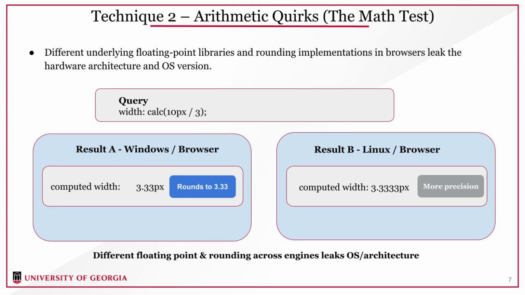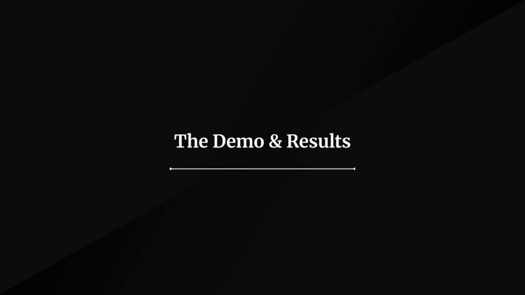The second technique is even more subtle: arithmetic quirks. It turns out that browsers on different operating systems handle floating point math differently at a very low level. If we ask CSS to calculate 10 pixels divided by 3, a Windows machine might round it to 3.33 pixels, and a Linux machine might keep much higher precision at 3.3333 pixels. By writing a CSS rule that triggers only on the exact rounding value, the attacker can leak your underlying hardware architecture. Those are the theories.